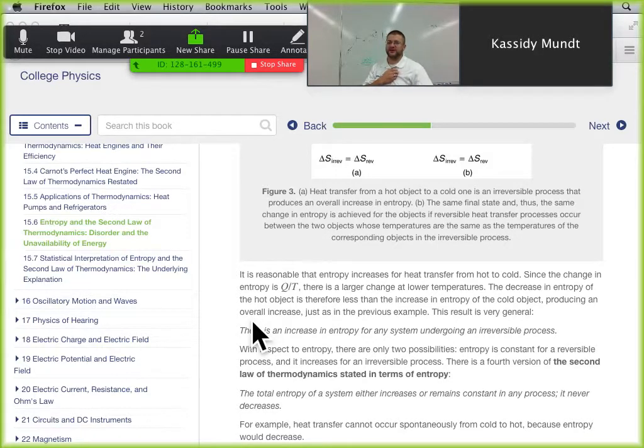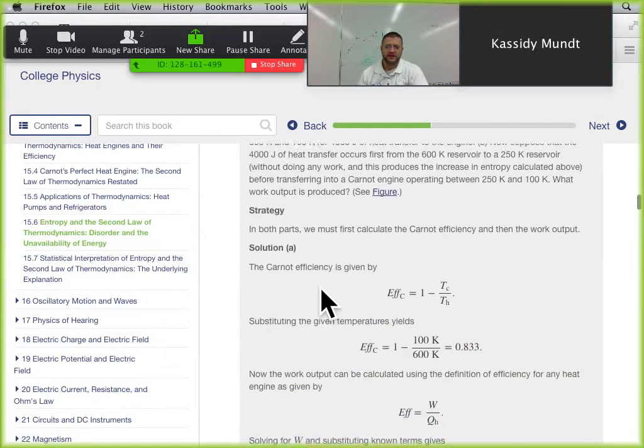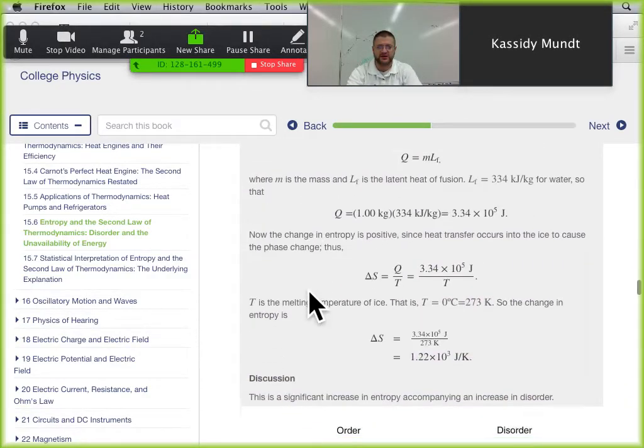All right, so that's entropy for you. Let's do some problems in entropy somewhere here.